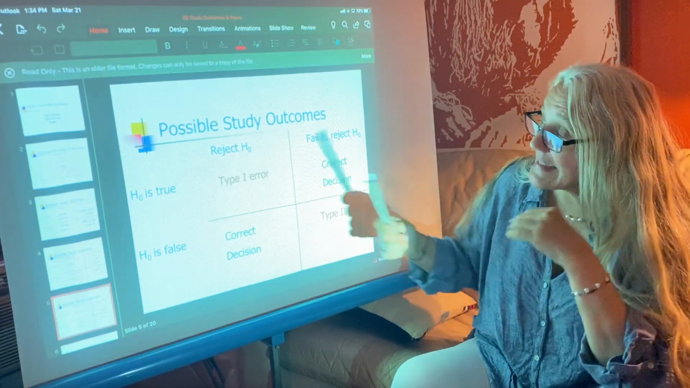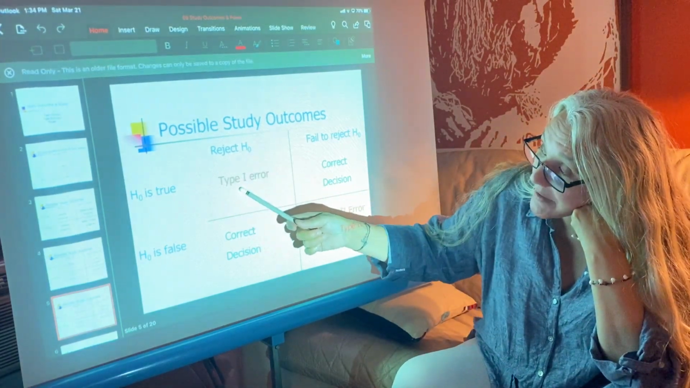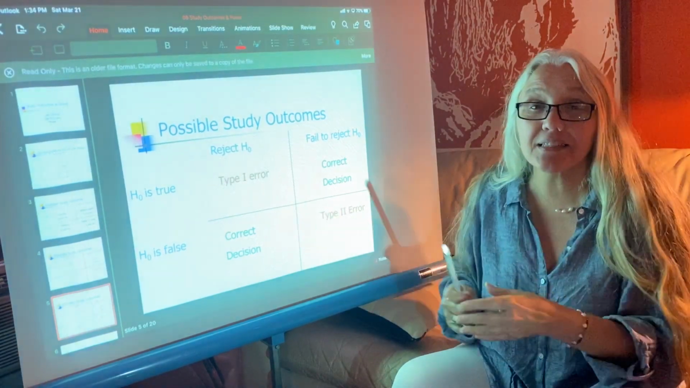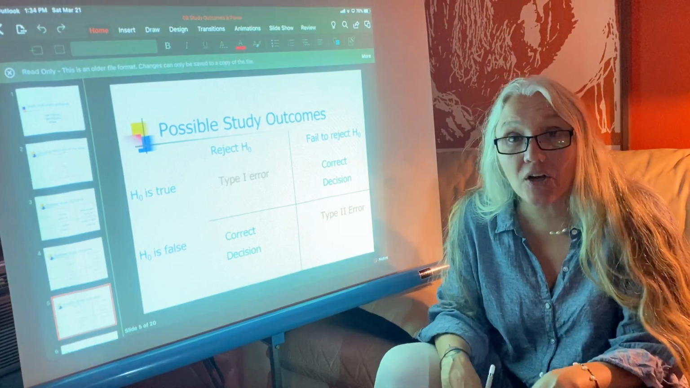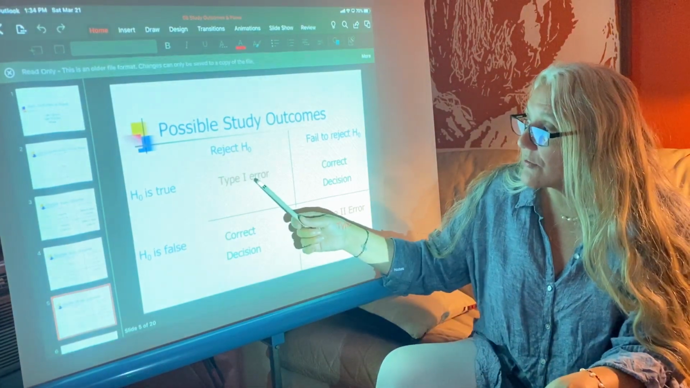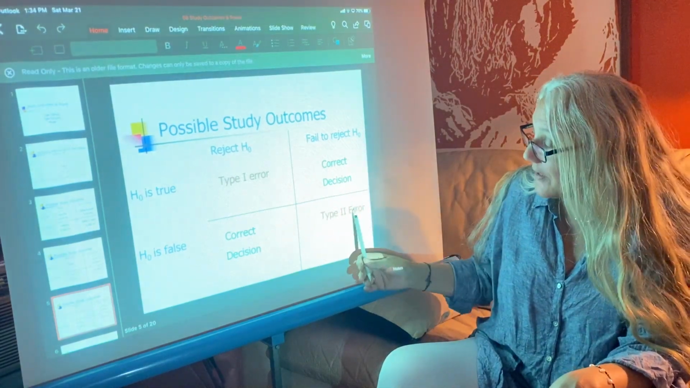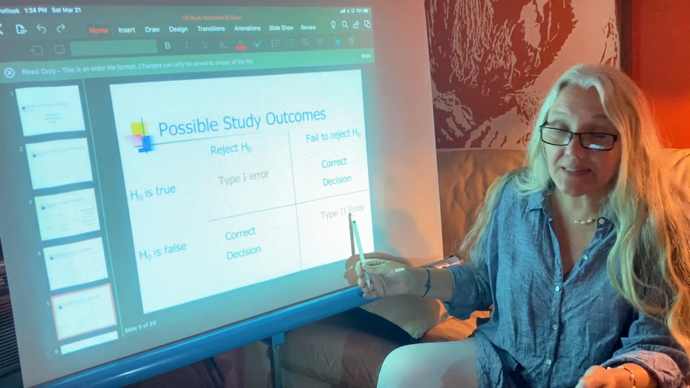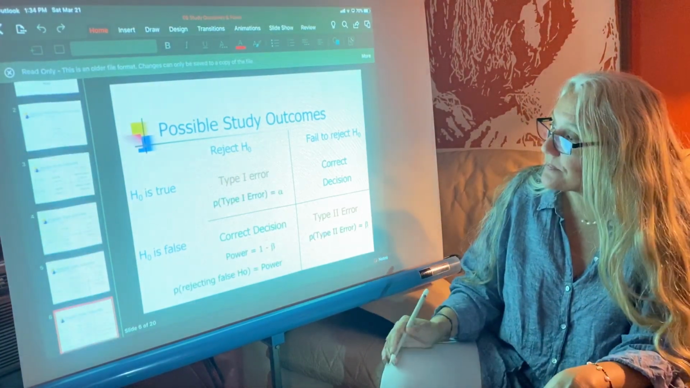If we make a mistake by rejecting the null hypothesis when it's true, we're going to call that a type 1 error. These statisticians, they don't have a lot of cleverness about them. They just go, oh yeah, that's an error. What kind of error? Well, that's the first type of error. Okay, so type 1 error. If we fail to reject a null when it's false, that's going to be called a type 2 error, and there are probabilities associated with these errors.